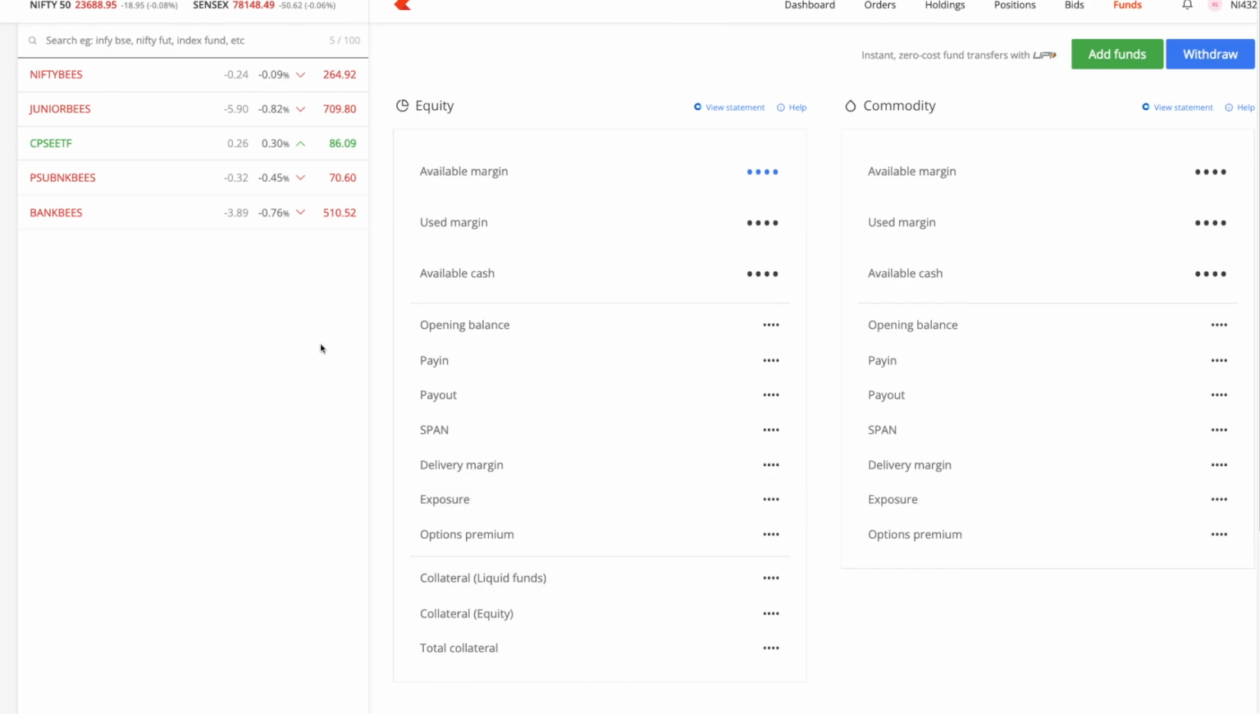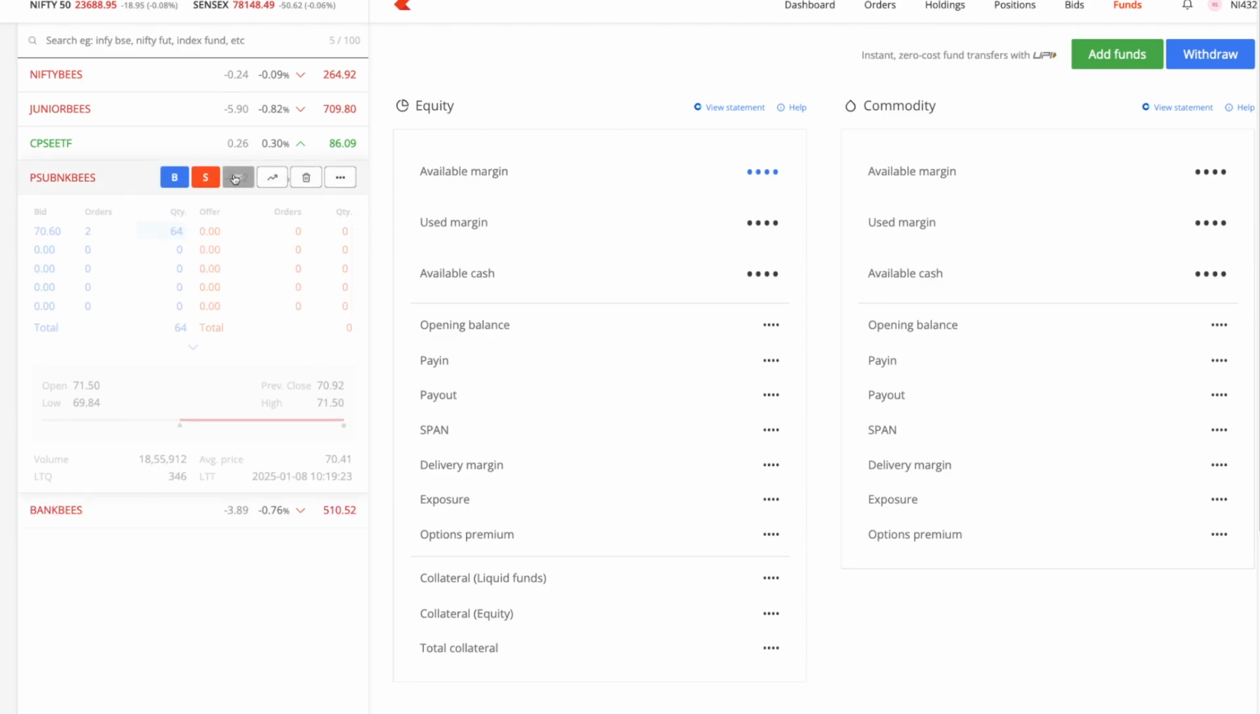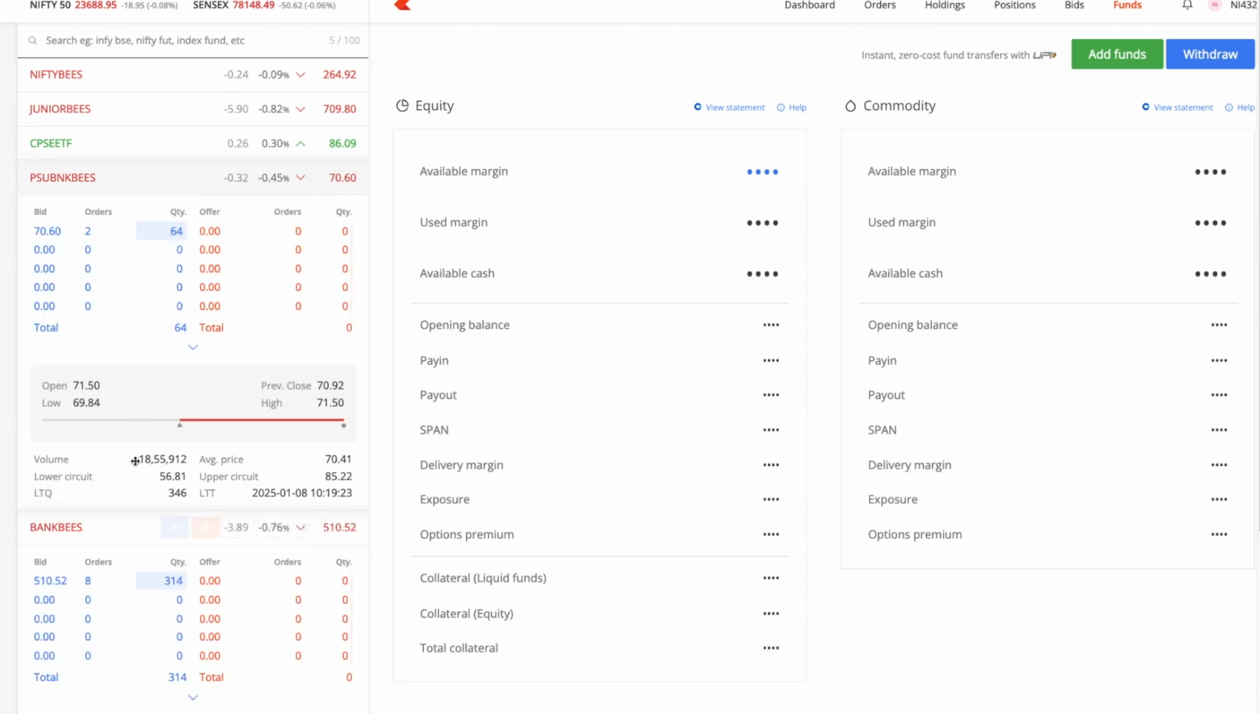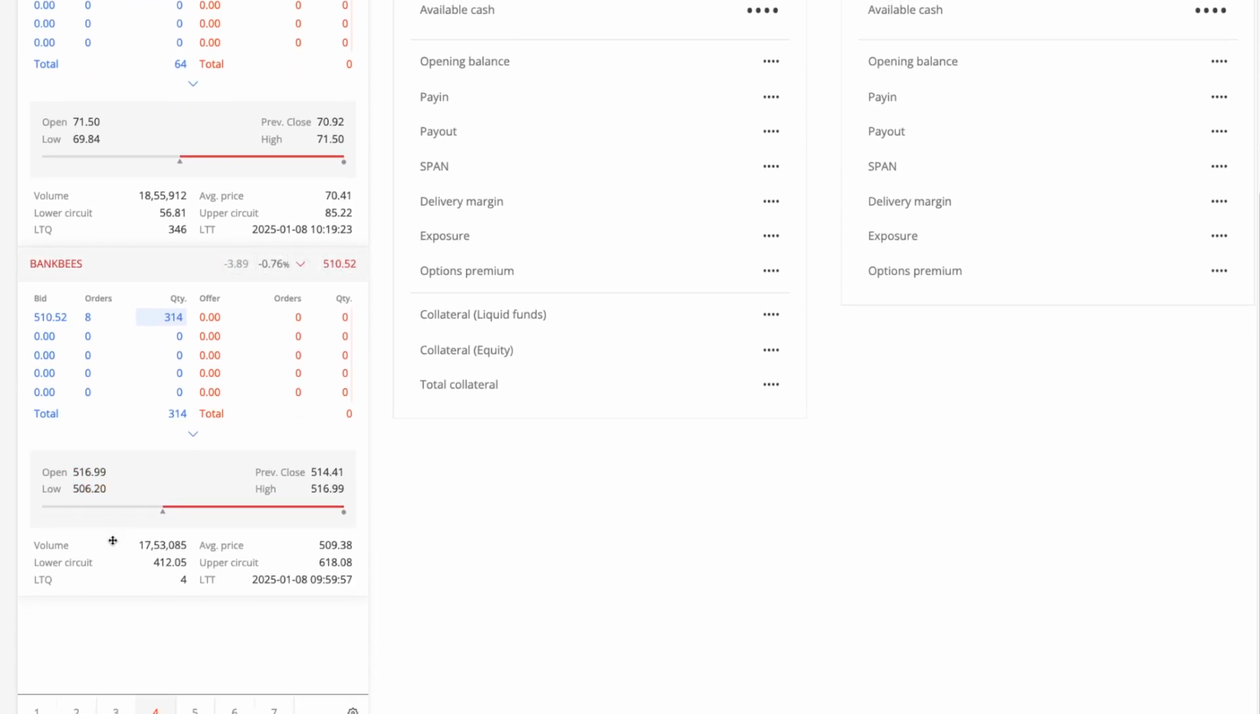So the main goal of this video is to analyze the two banking ETFs, the chart analysis, what do they constitute of. When we talk about banking sector ETFs, there are two major banking ETFs, which is the PSUBNKBEES and the BANKBEES. The reason why we consider these two ETFs is because of the volume. As you can see, the PSUBNKBEES has around 18,55,000, that is as of today, the volume. And similarly on the BANKBEES, there were 17,53,000 trades happening.